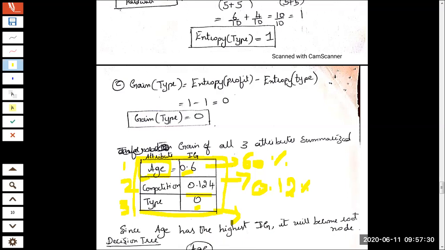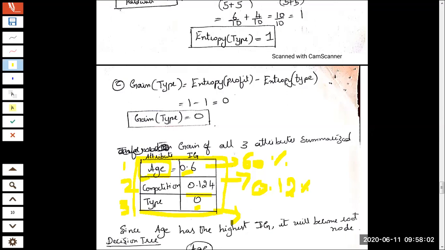So this is the data we have obtained at some point in the computation. Okay. Now what did you understand from this? Which attribute is the highest contributor to removing the impurity in the data or reducing the entropy? Three attributes were under consideration: age, competition, and type. Just now I explained age is removing 60% of the impurity. You can think in those lines. Competition 12%, type is 0.